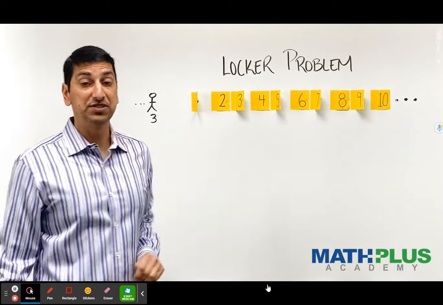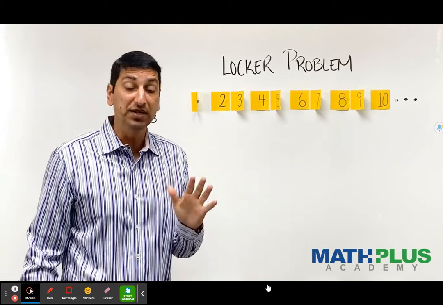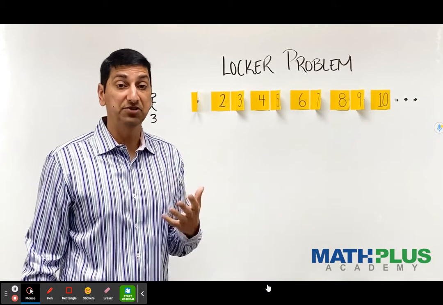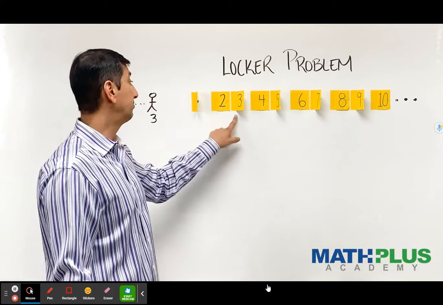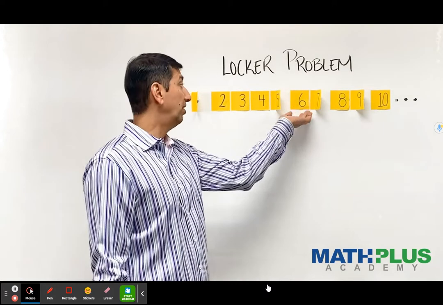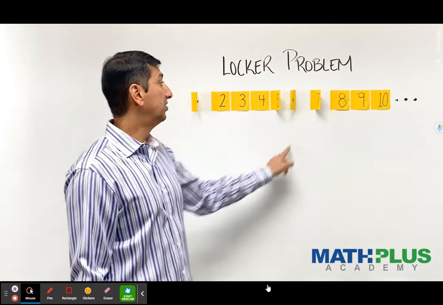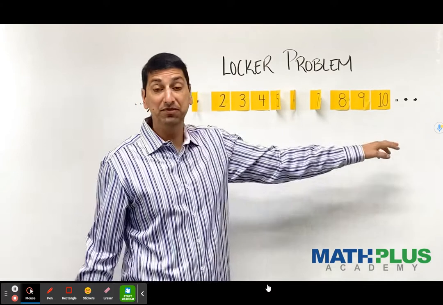The third person is going to come by and change every third locker. If it's open, they will close it. If it's closed, they will open it. So we get to number 3. That was open, now it's closed. Number 6 is closed, so they'll open it. Number 9 is open, so they'll close it. So that is what happens after 3 people have gone by.